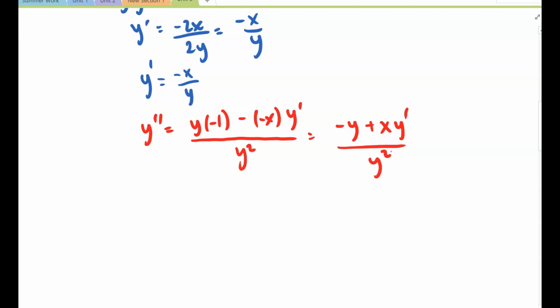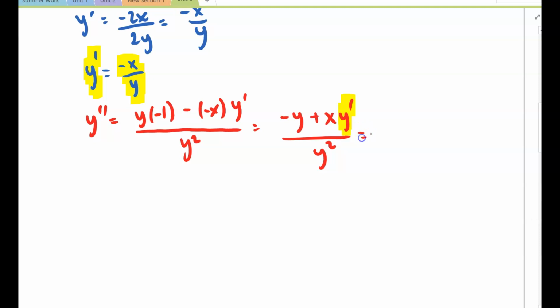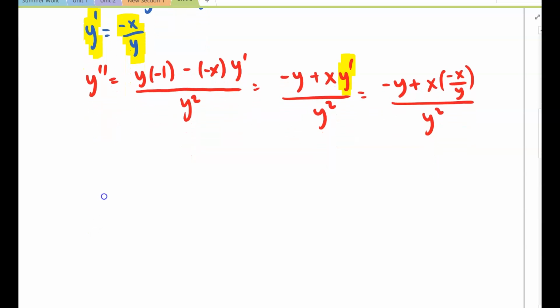And when you're taking the second derivative, we're going to have to substitute back in. So here is y prime. Well, isn't y prime equal to negative x over y? It sure is. So I'm going to go ahead and plug in negative y plus x times negative x over y all over y squared. And for all intents and purposes, this would be your answer. However, we can simplify this, right? So I'm going to show you how to do this.